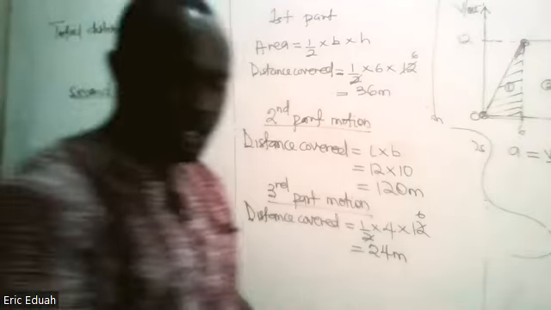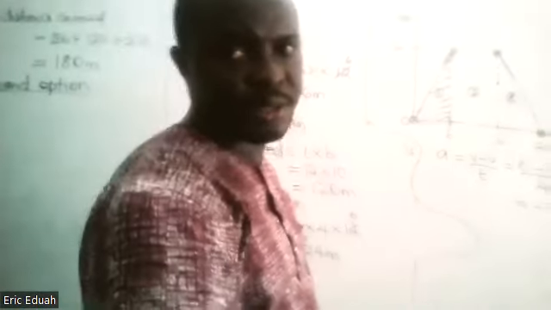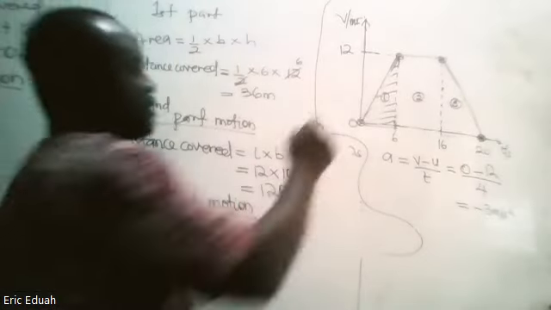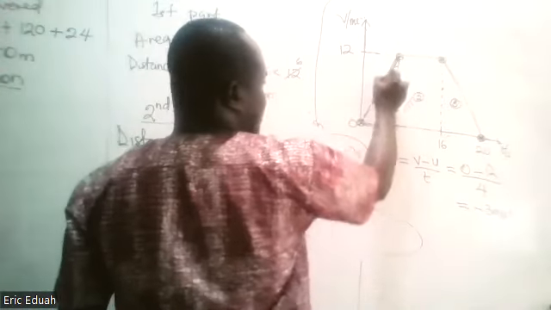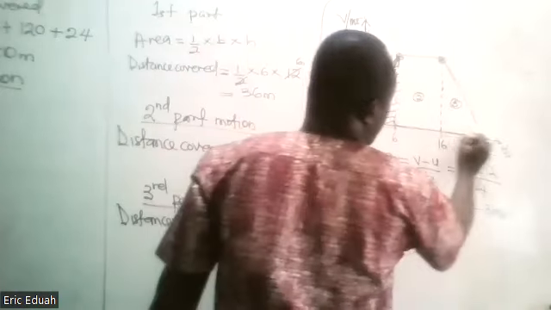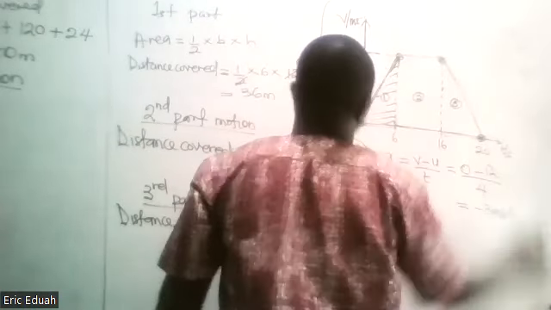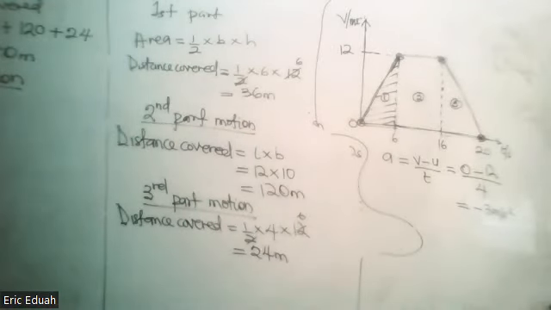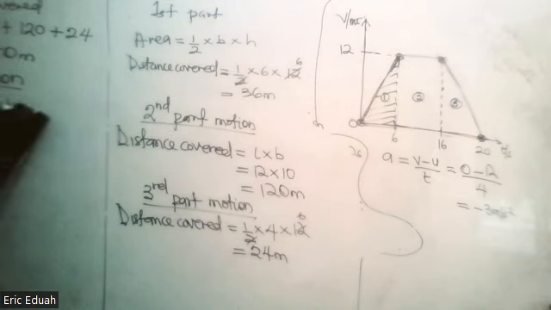What is this whole shape we have on the board? Looks like a trapezium. This is a trapezium, good. So we can also use the area of the trapezium to determine the distance covered. So total distance covered is equal to the area of a trapezium.